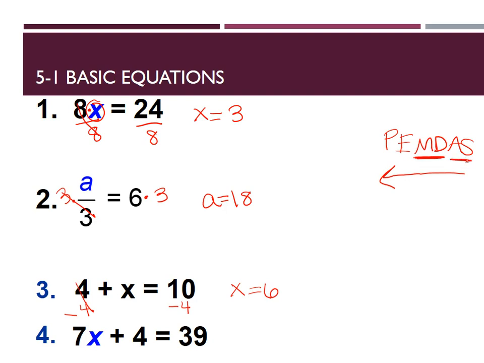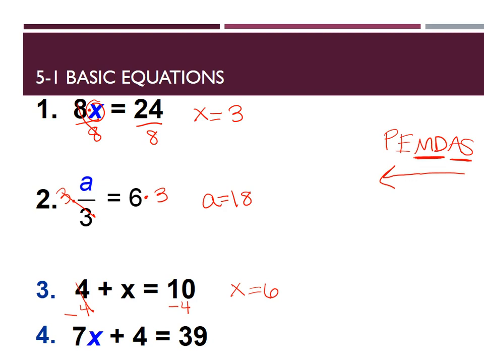And then addition and subtraction are in the same family, so you do that last, but you don't necessarily do addition before subtraction. That, again, is also from left to right. So addition and subtraction are in basically the same category as our multiplication and division. So right here, if I want to get x alone, I need to get rid of the 7, and I need to get rid of the 4.